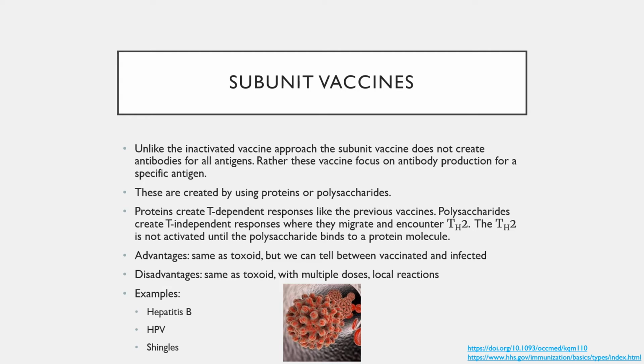Some of the advantages of a subunit vaccine are the same as toxoid: no reverse virulence, cannot spread, and also stable in many conditions. But another advantage is that we can also tell between vaccinated and infected individuals because they show different signs when you check them. Disadvantages include, again, some of the same as toxoid. Several doses can result in some reactions. Some examples of subunit vaccines include hepatitis B, HPV, and shingles.